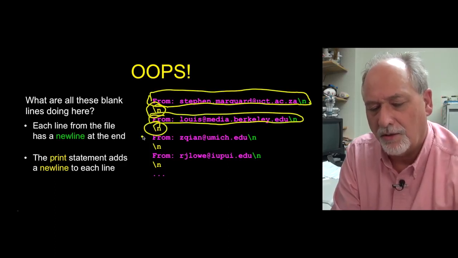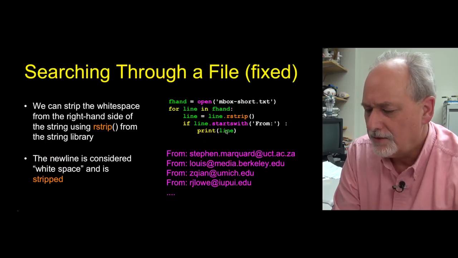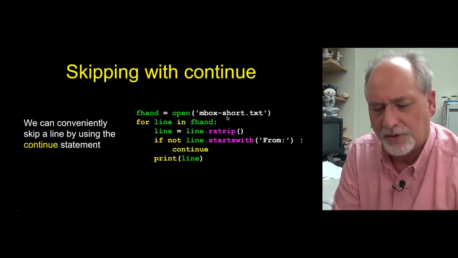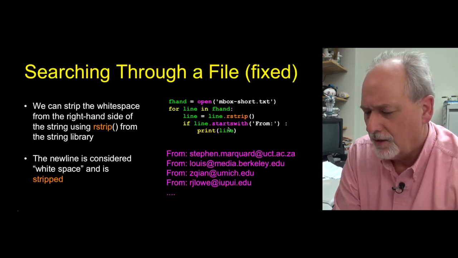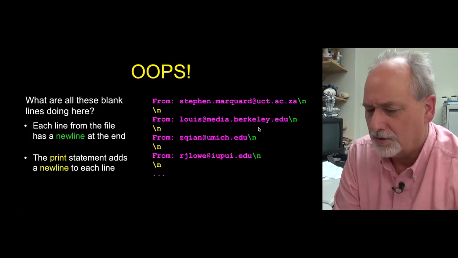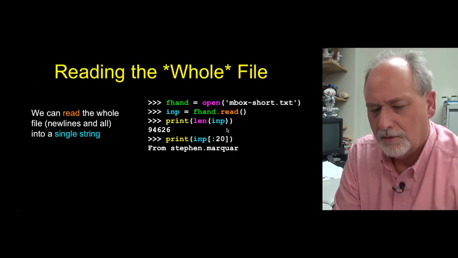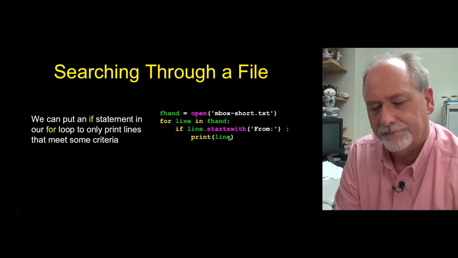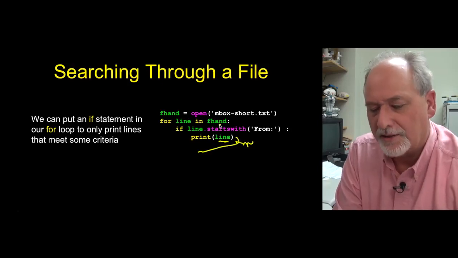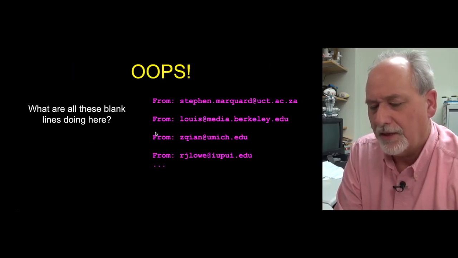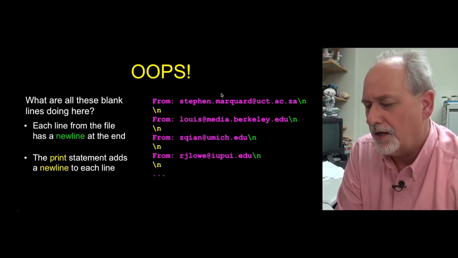So if we take a look at the code, this variable line has a new line in it. Oops, I'm in the wrong slide. There we go. This is the one I want. If we look at the code, there's a new line in here, and then the print adds another new line. The print adds a separate new line. And that's how we get two new lines: the print statement's new line and the new line from the file.